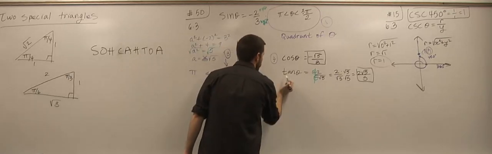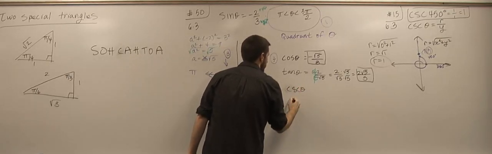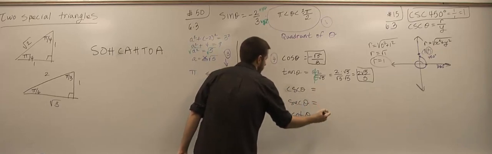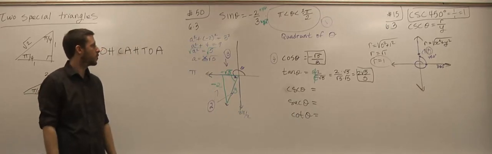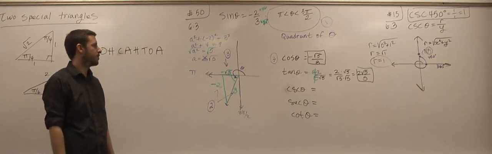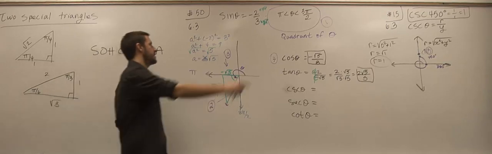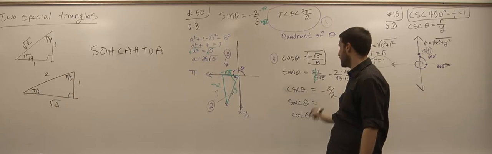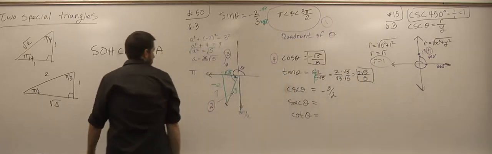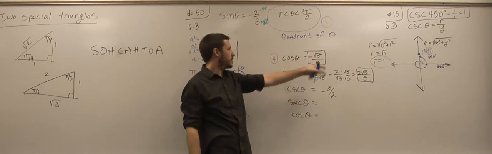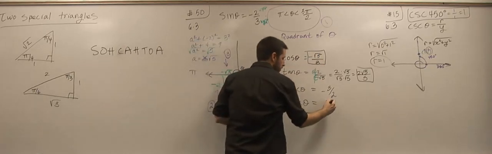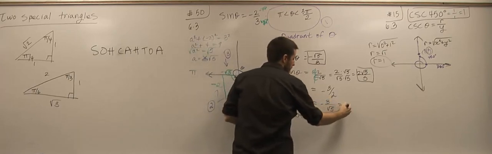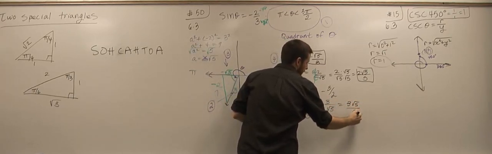Now you do your reciprocals. Cosecant, secant, cotangent. What's cosecant? Cosecant's the reciprocal of sine. So you take whatever fraction sine was and flip it. 3 over 2, but it was negative, so you put a negative. Secant's the reciprocal of cosine. Cosine was negative root 5 over 3, so you do 3 over root 5, still negative. But then you got to rationalize, and it becomes 3 root 5 over 5.